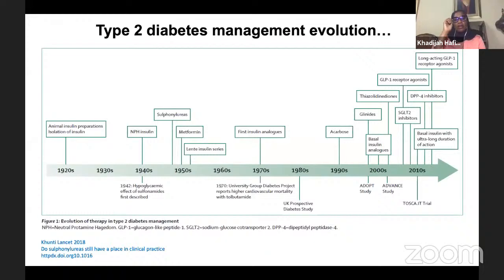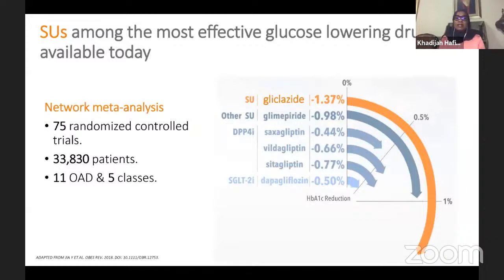The evolution of the management of type 2 diabetes has really taken over a century, one would say. The sulfonylureas we've had for over half a century. They came into clinical practice just before the 1950s, and these agents have evolved over time, whereas the DPP-4 inhibitors we've had in clinical use for about a decade now. If we look at a network meta-analysis that included 75 randomized controlled trials, we can appreciate that the sulfonylureas are amongst the most effective oral glucose-lowering agents. You can get a reduction of hemoglobin A1C of almost 1.3%, compared to, say, the SGLT2 inhibitors or the DPP-4 inhibitors, as highlighted here.